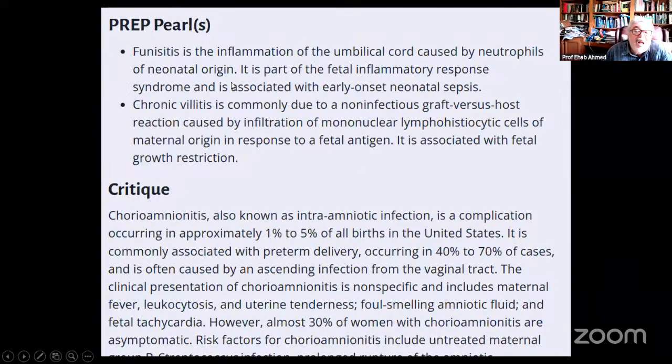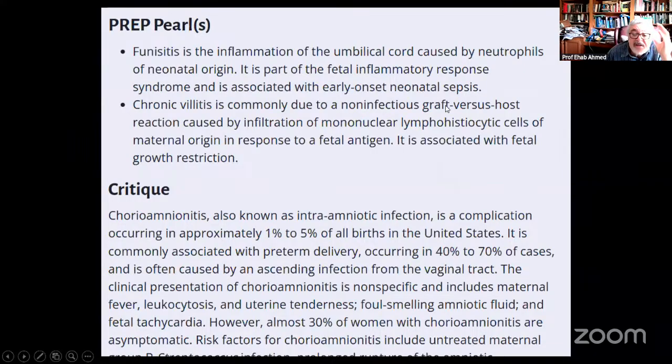It's C. Funisitis is the inflammation of the umbilical cord. This is an extremely important sign. That's why every neonatologist who attends a delivery should look at the placenta. And if you suspect early onset sepsis, please, doctor, obstetrician, send the placenta for pathology. It's caused by neutrophils of neonatal origin. It is part of the fetal inflammatory response, so it comes from the fetal side. It is a sign of early onset sepsis. This is extremely important.